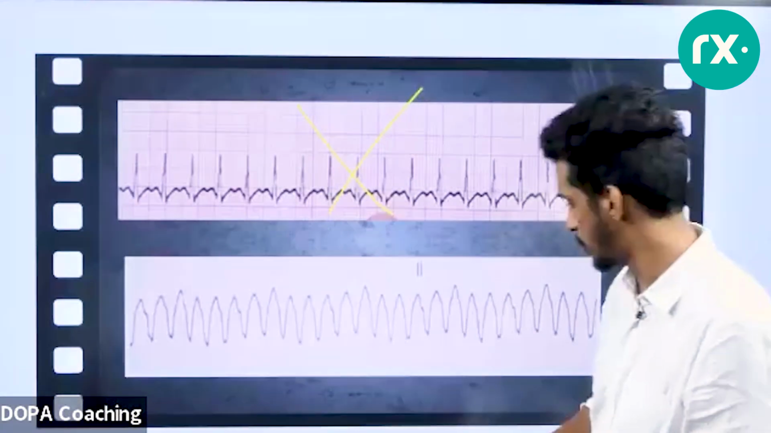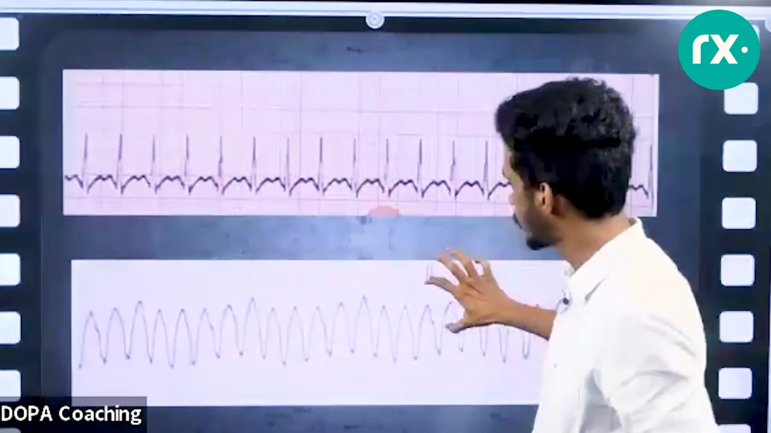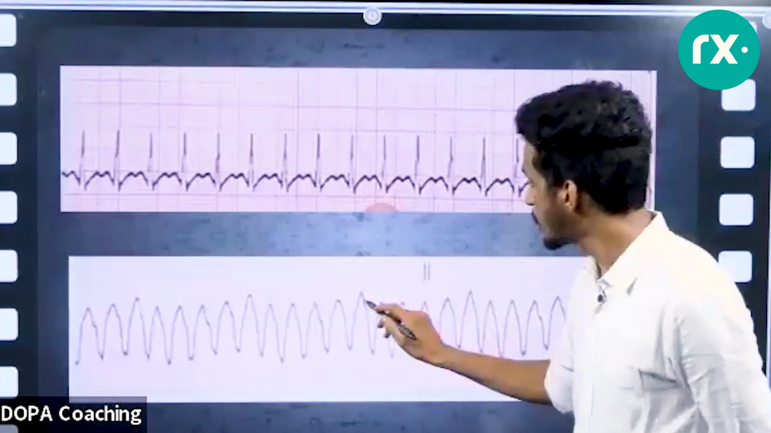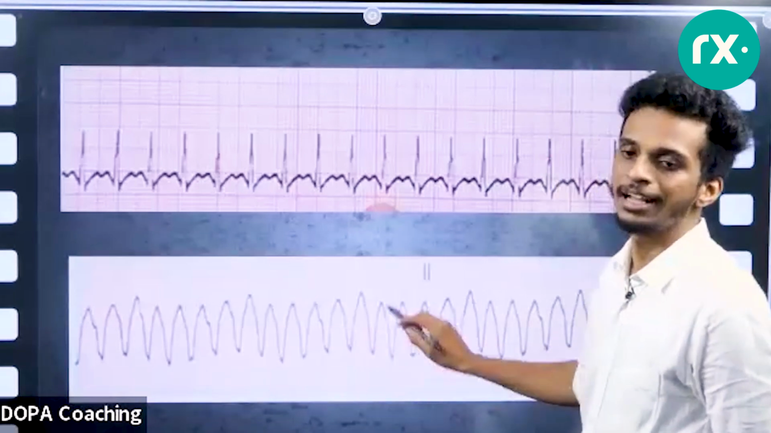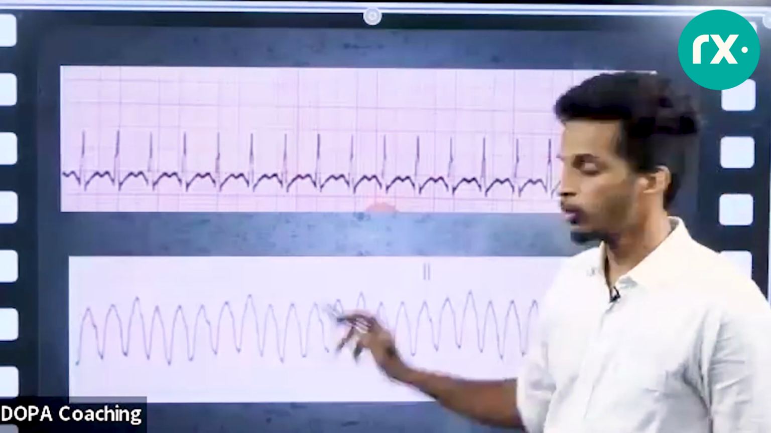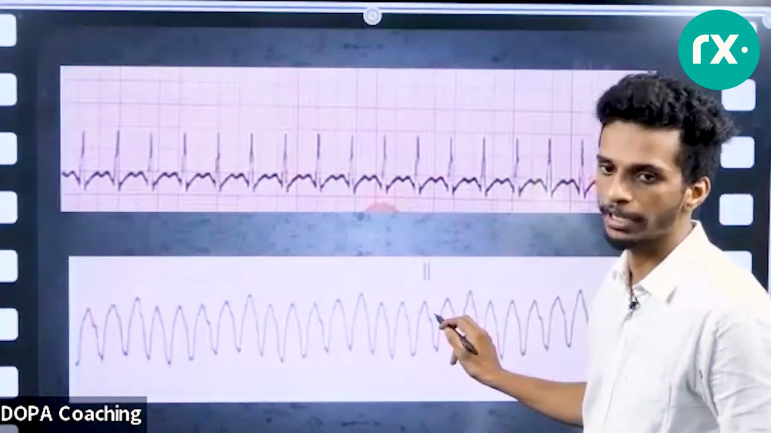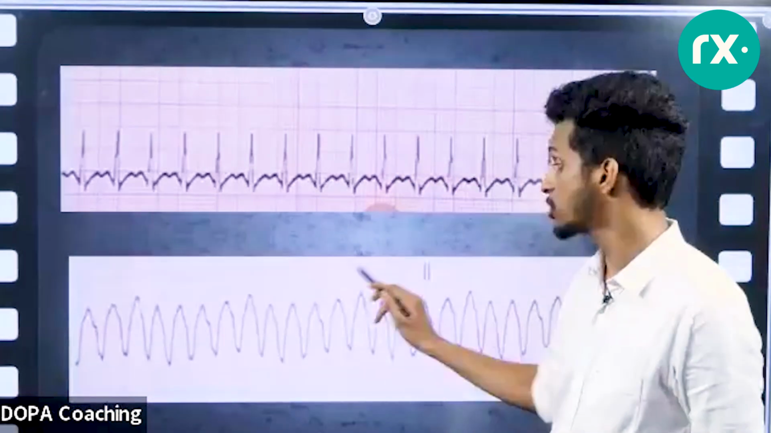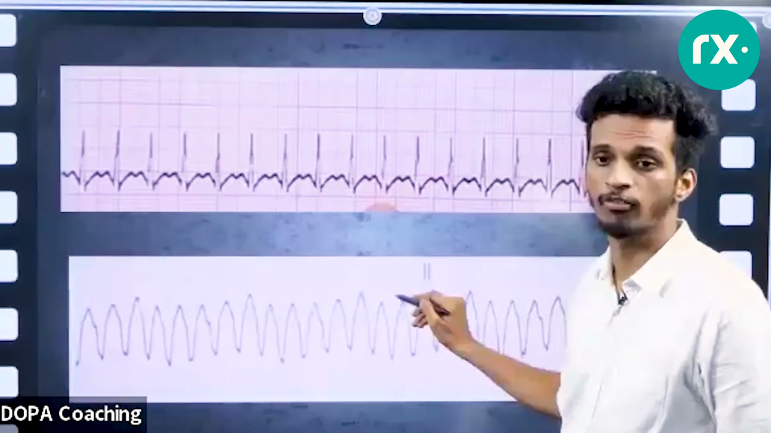Now let's see this ECG. Again, these are the QRS complexes. First of all, let me tell you, this is VT, ventricular tachycardia. Why I call it VT, I'll explain. But just know, this is the classical example of a ventricular tachycardia.